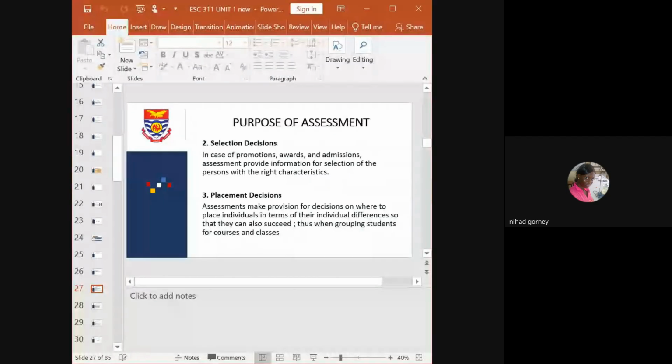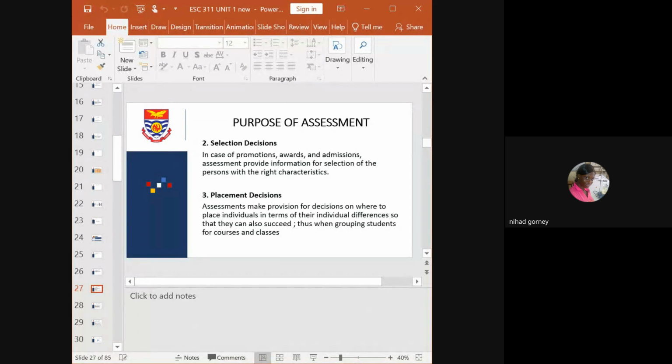If you have this grade, you can enter medical school, you can go into education. If you can do this, you can do science education and all that. Assessment helps us to make selection decisions. In the same way, it can help us to make placement decisions. Decisions on where we place individuals in terms of how different they are can also be made by assessment.